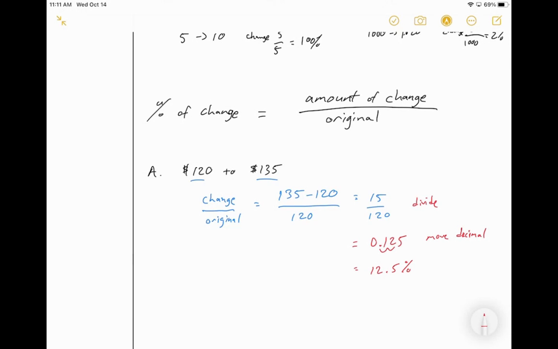2 decimals, right? Now, here's one other thing. Is this an increase or a decrease? Did I go up from where I started or down from where I started? What do you guys think? Show me the finger. Up for increase, down for decrease. Remember, I went from 120 to 135. So did it go up or did it go down? It went up, right? So we call this a 12.5% increase.